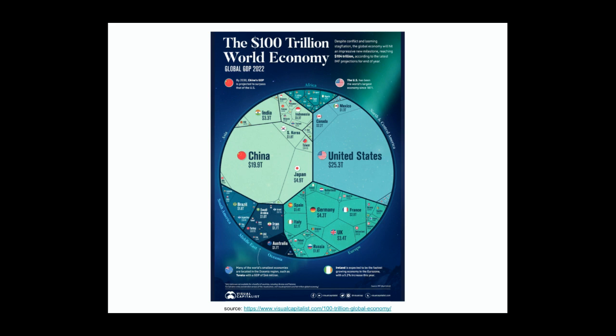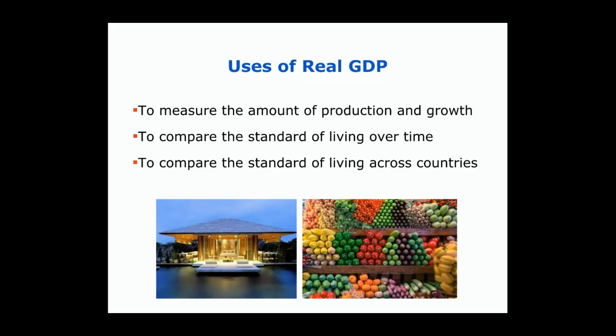But in order for us to do anything with that, to make that meaningful, we want to look at the GDP of the different economies over time. We do that first and foremost to measure the amount of production in an economy and to measure the amount of growth. We also do that because if we can compare these GDP changes over time, we can maybe get an idea of how standards of living are changing over time. And then lastly, we may want to look at how standards of living are changing for different countries over time.